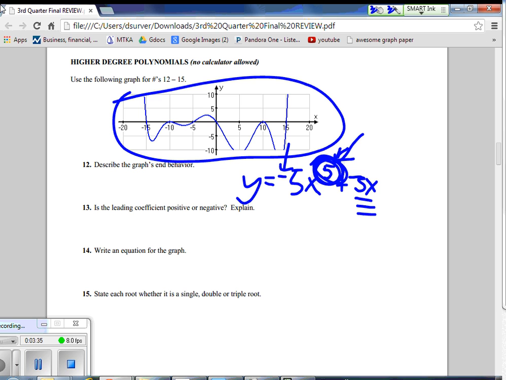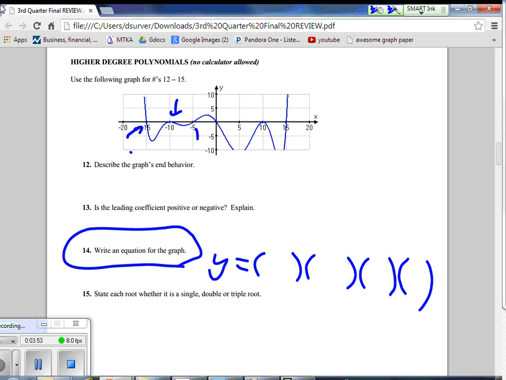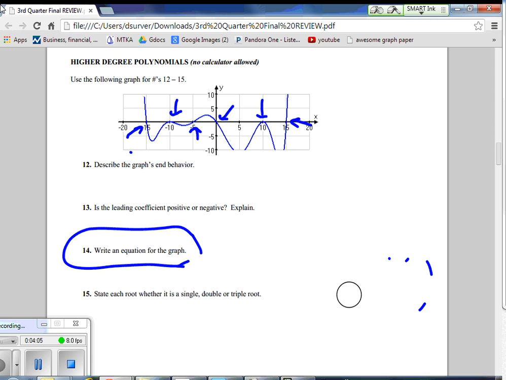All right, write an equation for the graph. Well, for this graph, I would want to have y equals to start with. Remember, anytime you write an equation, you have to have y equals. Then I need to have some parentheses, and I would need a parenthesis for every single root. Like there, there, there, there, there, and there. Holy smokes, 1, 2, 3, 4, 5, 6. I need 6 sets of parentheses here to write this equation. That is a little overkill. There probably wouldn't be anything that hard, but I'll make 6 sets of parentheses.